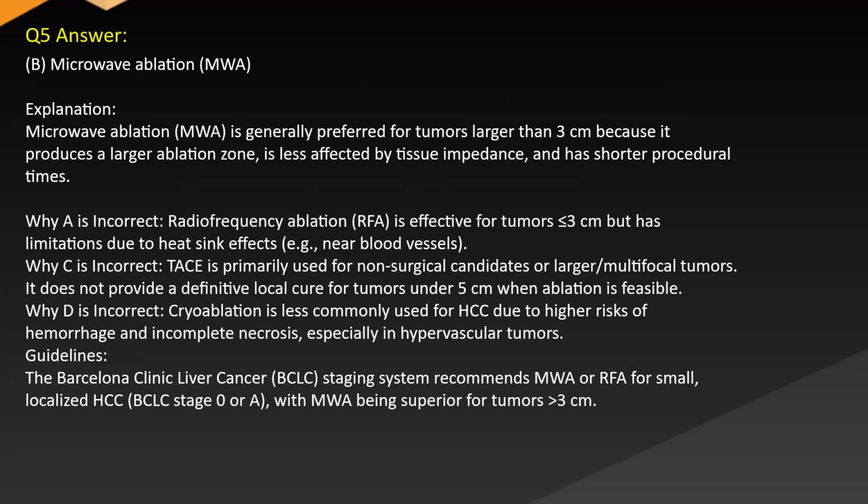Answer B. Microwave ablation, MWA. Explanation. Microwave ablation is generally preferred for tumors larger than 3 centimeters because it produces a larger ablation zone, is less affected by tissue impedance, and has shorter procedural times. Why A is incorrect. Radiofrequency ablation, RFA, is effective for tumors under 3 centimeters.